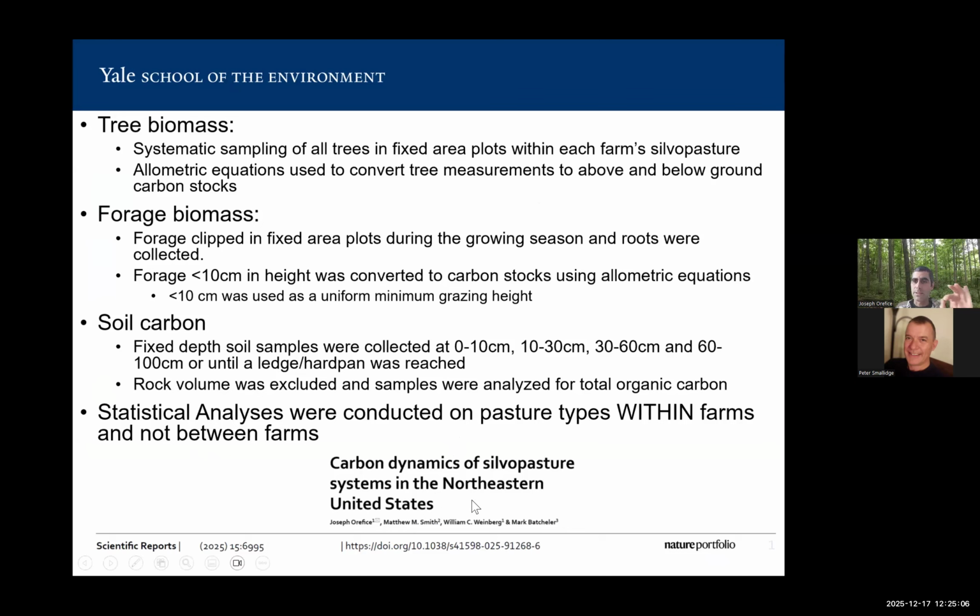But if you want to get deep into those methods, I can chat about them later. And you can also see the citation for our published paper in Scientific Reports, where you can dive into those methods and critique them if you'd like.